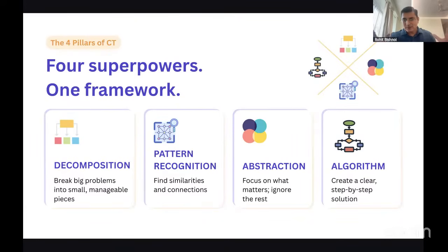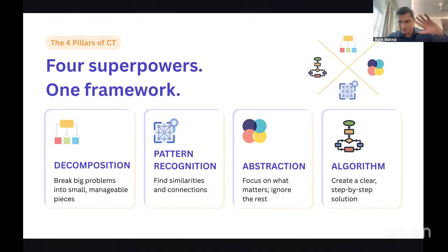Now, what is computational thinking? What are the pillars of computational thinking? There are basically 4 steps. That is decomposing a bigger problem into small manageable pieces. Then recognizing the pattern, finding the similarity and connections. Focus on what is important and ignore what is not important. That is abstraction. And then finding a step-by-step process to solve and make a clear step-by-step solution.